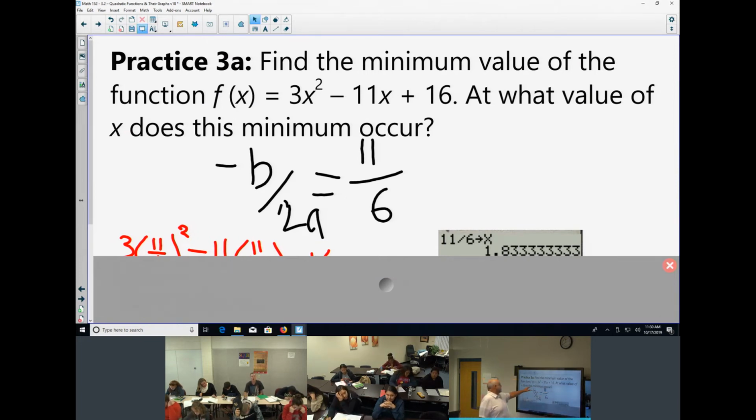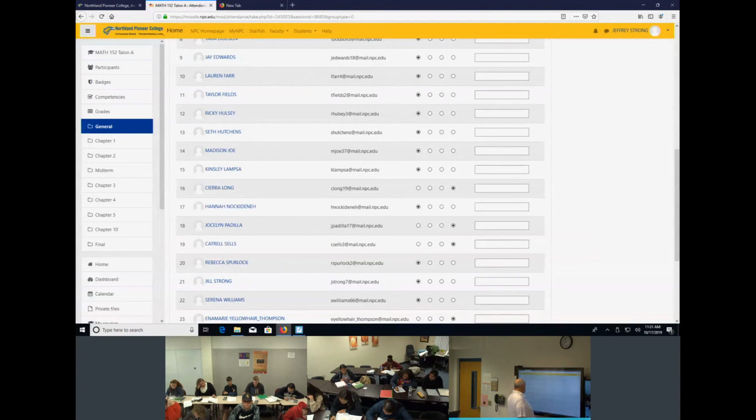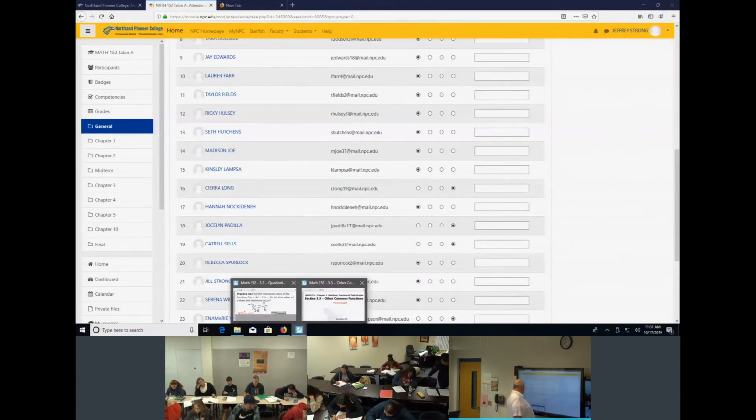At what value does this minimum occur? Okay, to actually find it now, you plug that into the function and find the y value. So do that now. And Kinsley, when you've got that one.